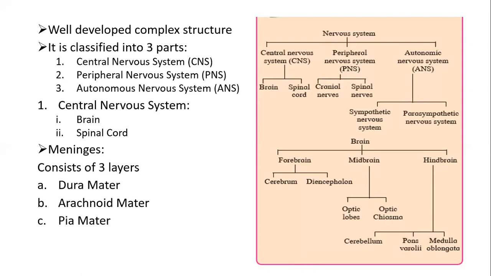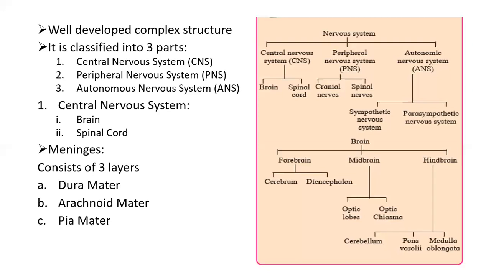Now let us see the meninges. So what is meant by meninges? We know that brain is enclosed in a brain box, which is known as cranium of the skull. The hard part which we call skull. Whereas the spinal cord occupies the vertebral canal of the vertebral column.